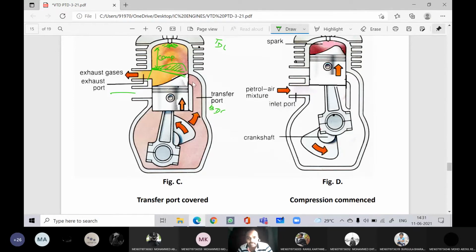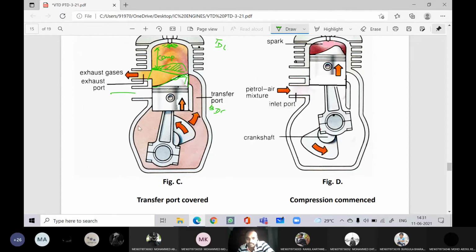Why is the transfer port opened within the exhaust port? I told you two reasons, right? That is due to this piston crown. To remove the burnt gases completely from the engine cylinder, the transfer port is opened within the exhaust port. This process is called the scavenging process.